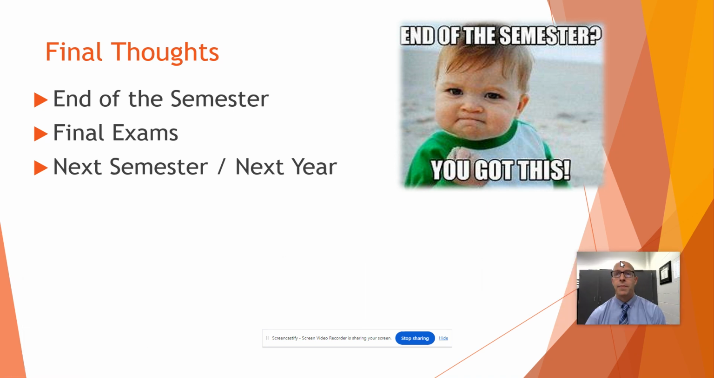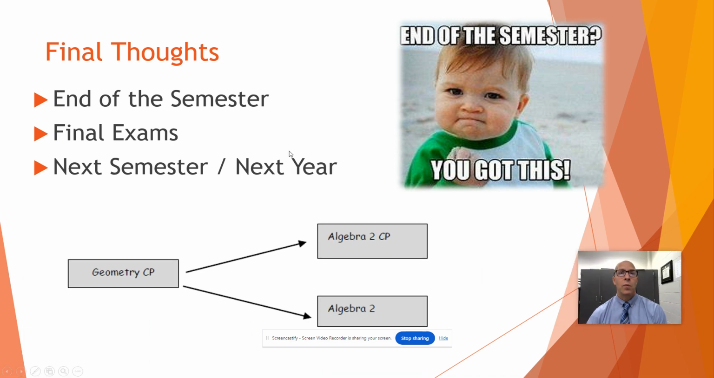Final note here, I'm going to move my picture out of the way, is we are starting to plan for next year. Next semester is kind of already locked in, but next year, particularly in Geometry CP, I've been asked to recommend students for either Algebra 2 CP or Algebra 2. In most cases, I recommend the student takes CP Algebra 2, but there have been a few students that I've recommended take just the regular Algebra 2 based on what I've observed this year in terms of testing and quizzes and work ethic. If you have any questions about that, please let me know.